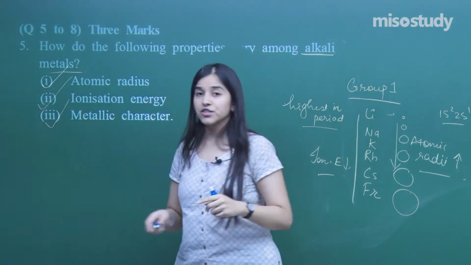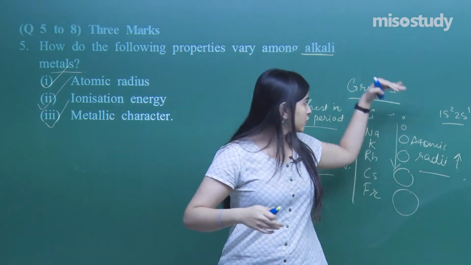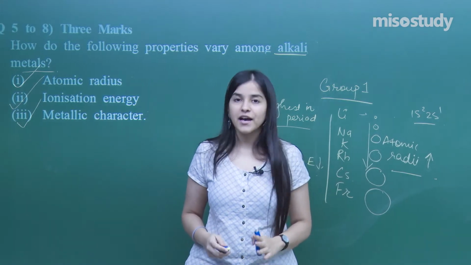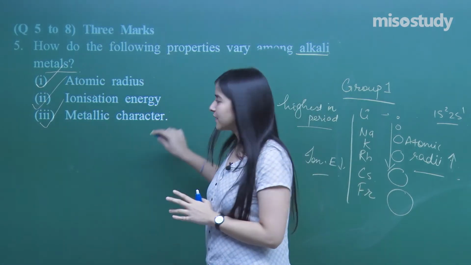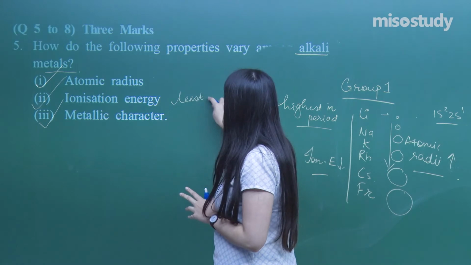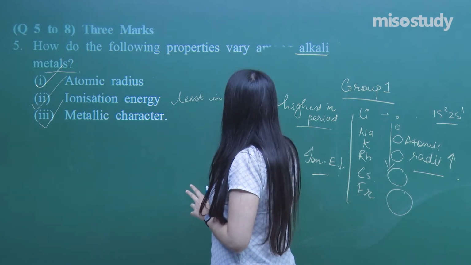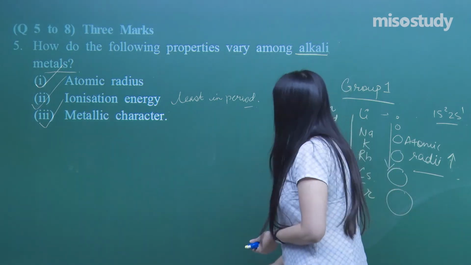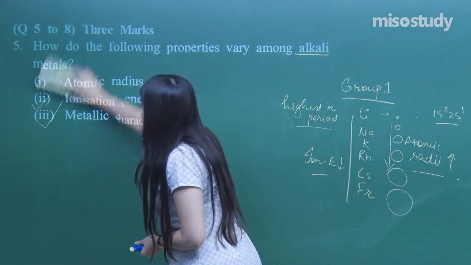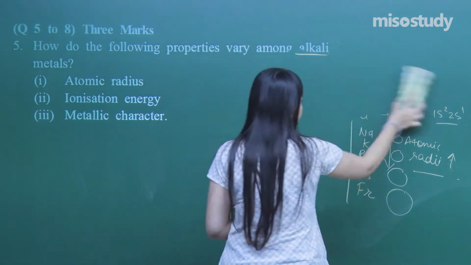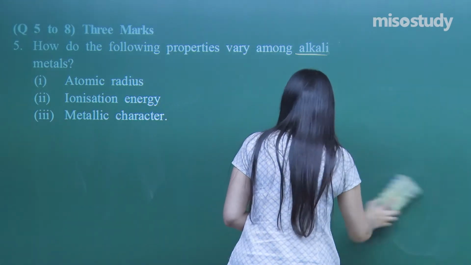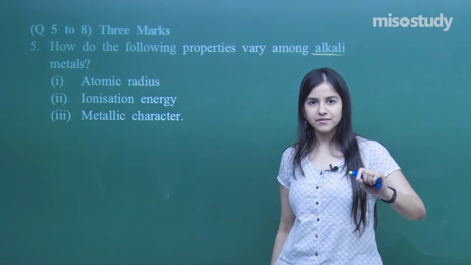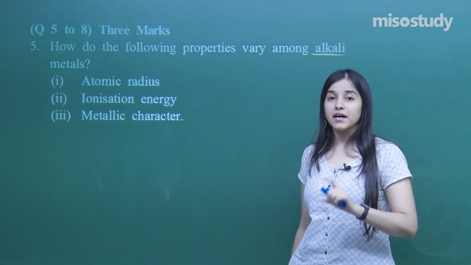And ionization energy, if I talk about the period, group 1 elements have the least ionization enthalpy, least ionization energy, least in period because of the biggest size. Clear? I have not discussed that in detail because we already have done that. Just remember the tricks over here, the exact reasons should be there.